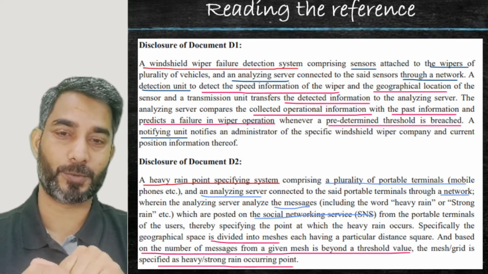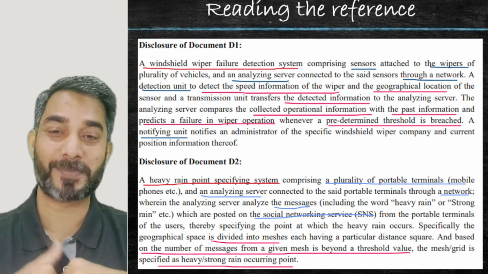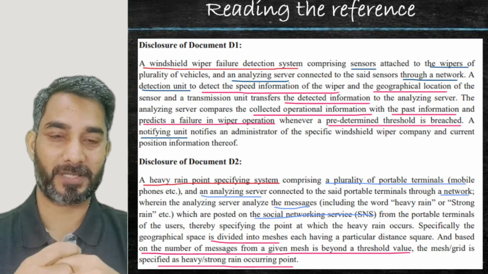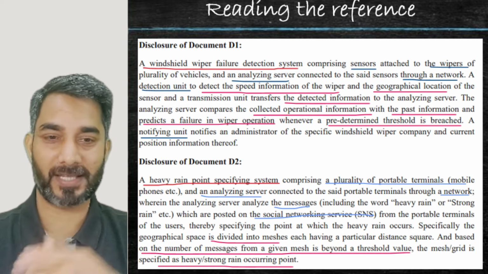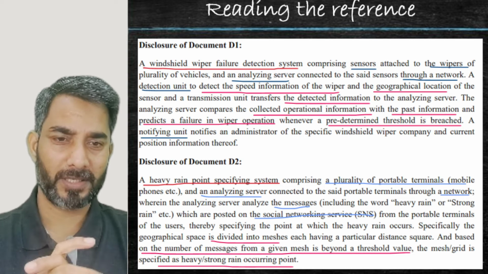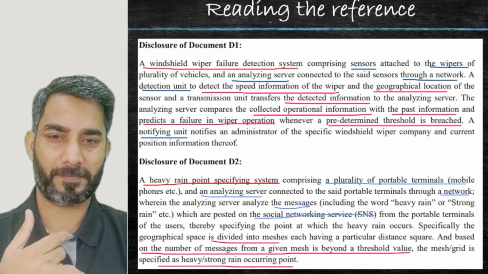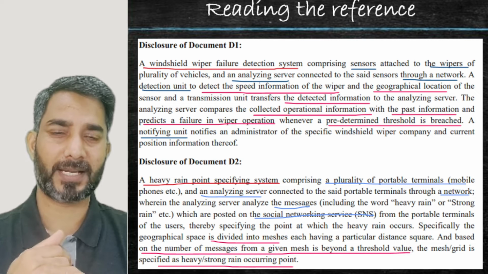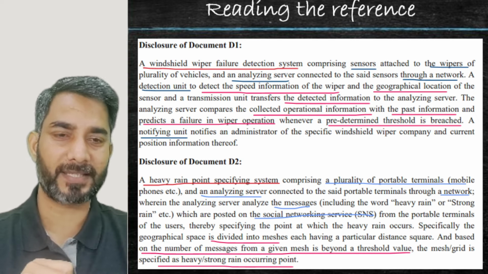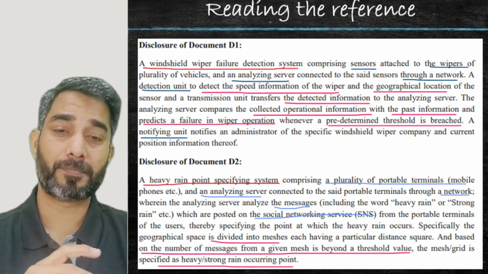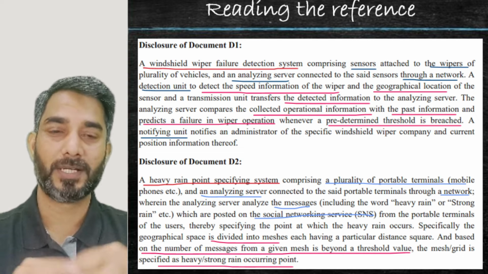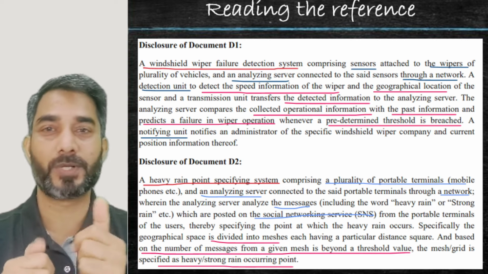Now we come to D2. Okay, a heavy rain point specifying system. A plurality of portable terminals. So this is different. We had vehicles. Here there are portable terminals, which they have talked about, mobile phones, and an analyzing server there, which is common. Okay, so what's happening is the analyzing server is analyzing the messages, but from where are we getting the messages? Messages could have words like heavy rain or strong rain, which are posted on social networking services from the portable terminals. Oh, it's like status updates from people where they say, oh, it's raining here, it's raining there.